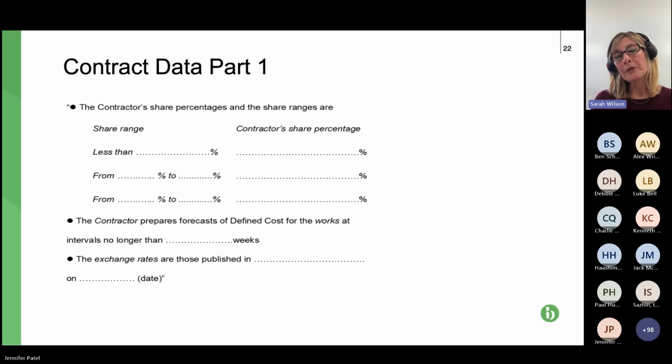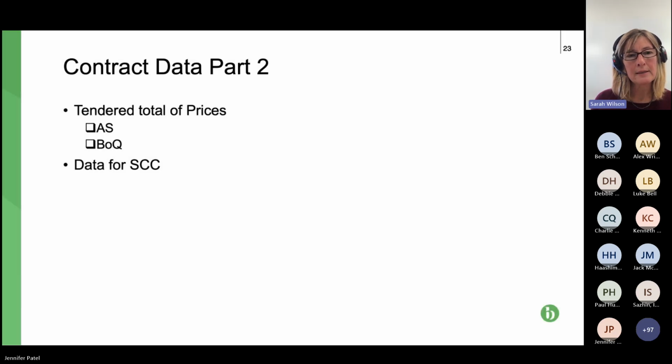This is probably really obvious to you guys, but if, for example, we have a contractor share percentage of, say, 40% in here, that means by necessity 60% goes to the paying party, the client or employer. So this is why this is really important for contractors to review before they sign the contract. So if we can move to the next slide, please.